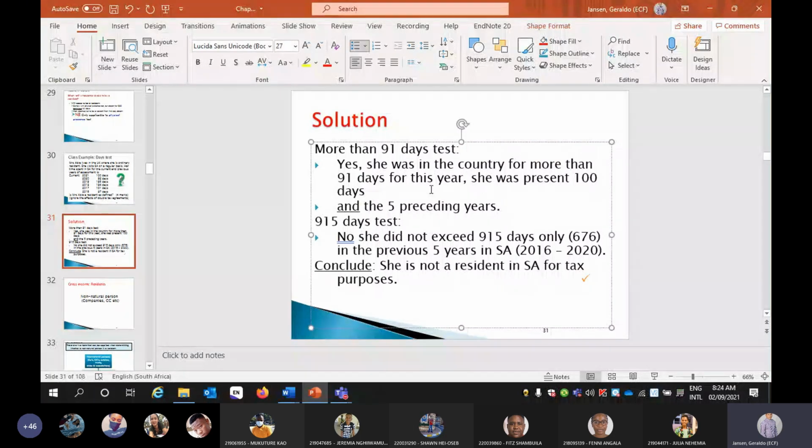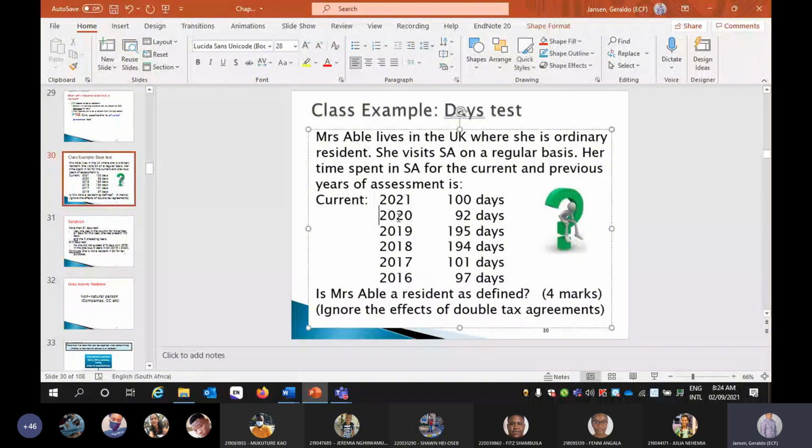Okay, then the 5 preceding years. So the 5 previous years, 1, 2, 3, 4, 5, and let's see if it is more than 91 days. Yep, 92, 195, 194, 101, 97. So I can see requirement 2 is also met because she was present for more than 91 days in each of the 5 previous years.